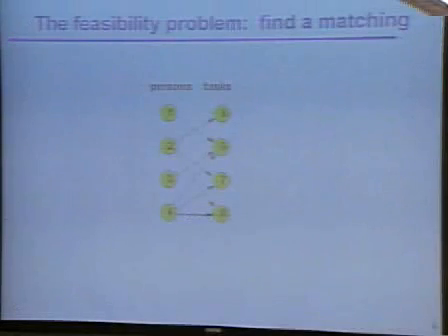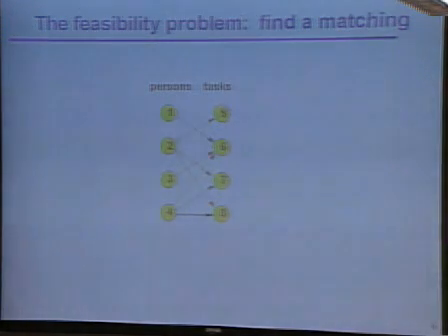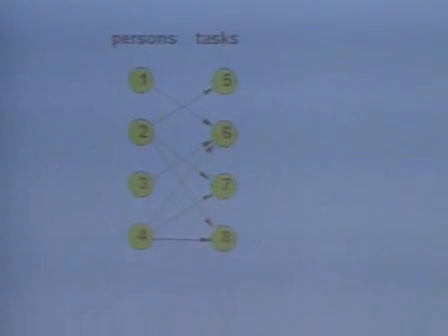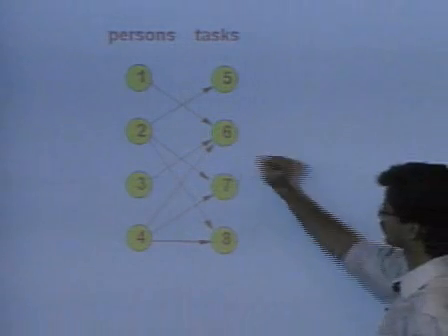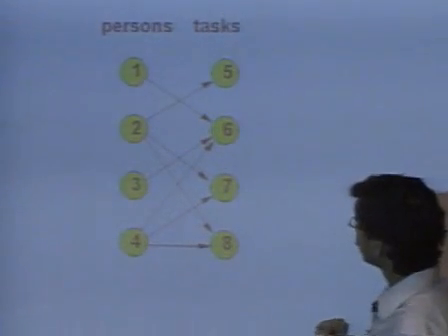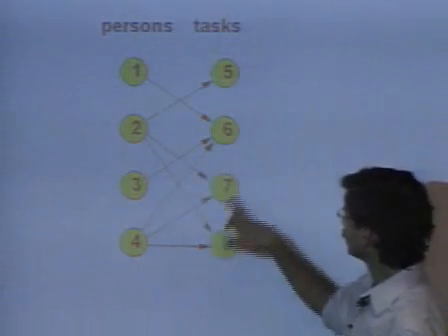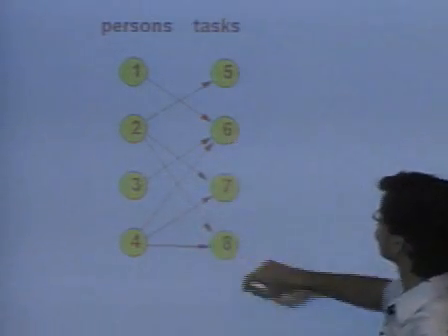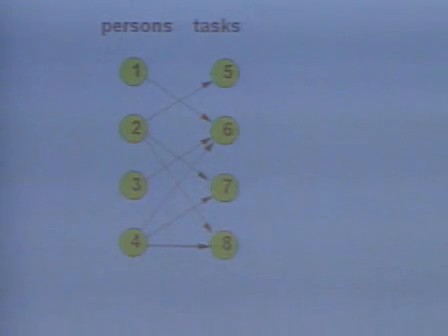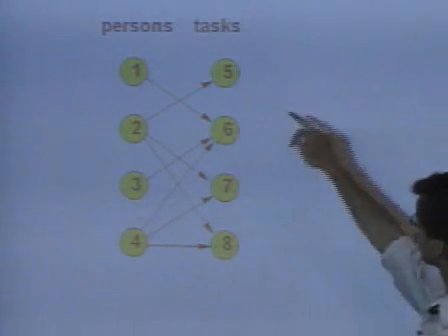Okay. So here's another problem which is not unrelated to what we just saw, which is that you have a set of people and you have a set of jobs, and each person can do a certain subset of jobs. So for instance, person 1 can only do job 6. 3 can only do job 6. Okay. 2 can do 7 or 8. 4 can do 6, 7, or 8. Two can do 5 as well.